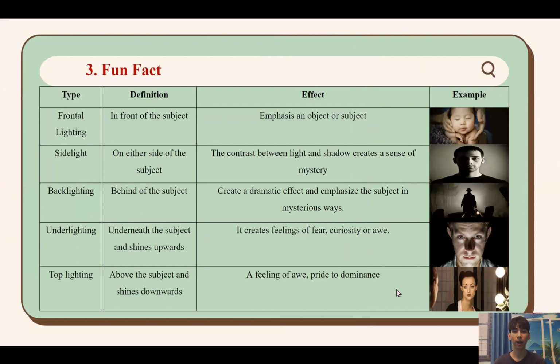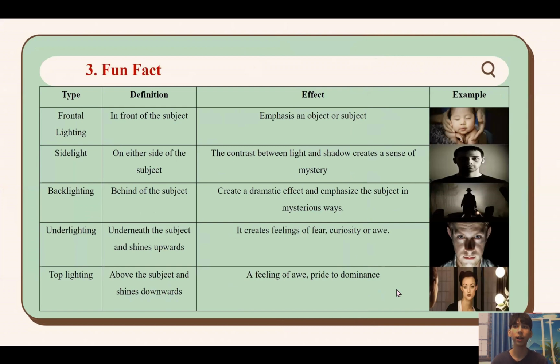The next one is side light, which means that the light is put on either side of the subjects, the left or the right. So it creates a sense of mystery, and it is often used in detective movies or I think in some horror movies too, or in crime movies. The next one is backlighting, which is where the light is placed behind the subjects. So it emphasizes the subjects, but in a mysterious way. It's often used in detective movies also because it creates mystery.